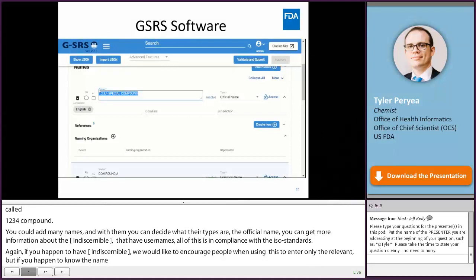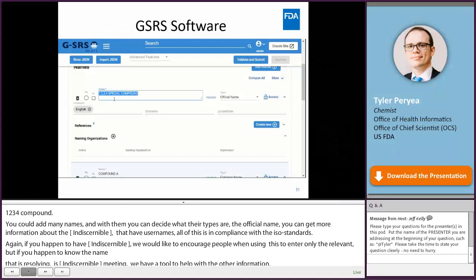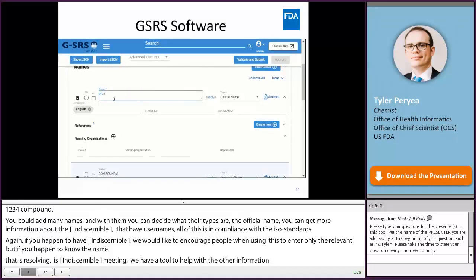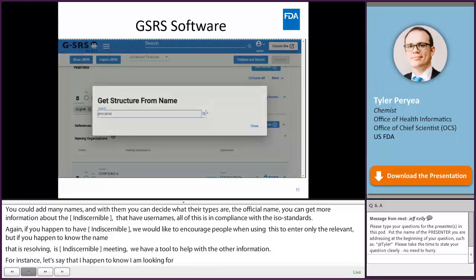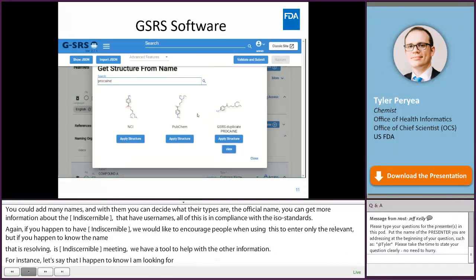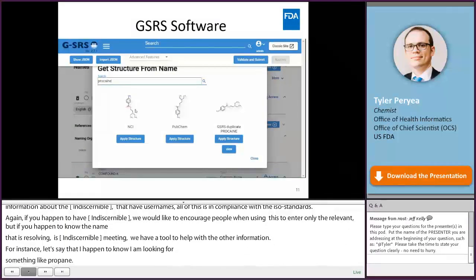So, for instance, let's say that I happen to know, I was looking for something like procaine. So if I search for procaine, I can click the resolve button, and then I can say, well, here's what these different online databases have said procaine means. I can compare them. In this case, they're all the same. And I can decide if I want to import the structure from one of these to use in my definition. So let's say I'm going to use this one from NCI.